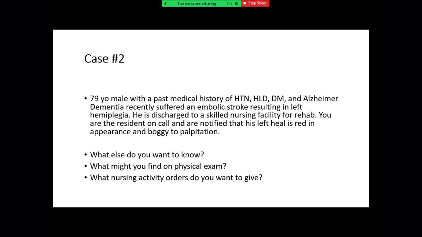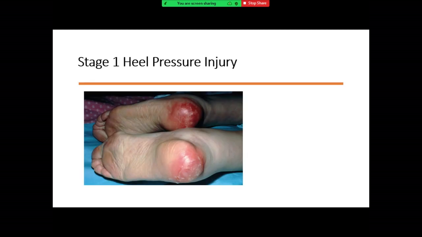What's the limiting problem here? Well, he's flaccid on the left side. So he can't move that foot. And so that foot just sits on the bed all day, 24 hours a day. And because he's flaccid, he's not getting it up and moving it. And so they get red. They can be really painful. When you push on them, they can get boggy.